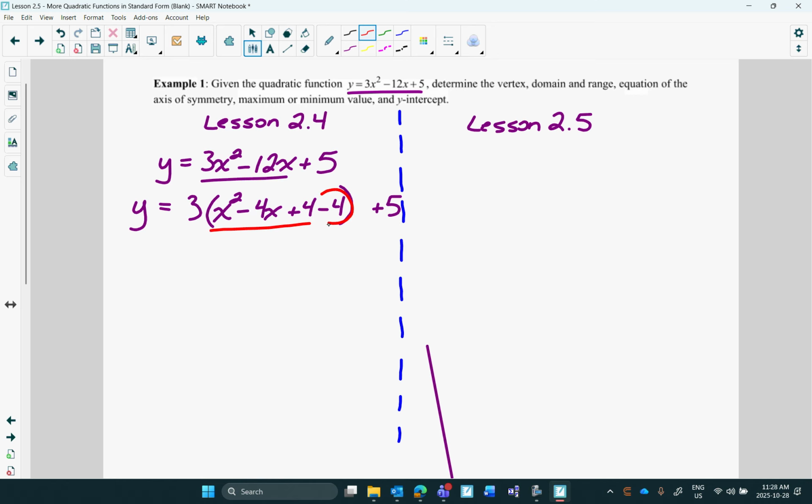This I have to bounce out of here. But in order to bounce it out, I got to multiply by 3 because there's a times 3 in front. So when this disappears from here, what does it become here? Negative 12. Negative 12. Good. I'm left with 3. And what would this be when you factor it? X minus 2.